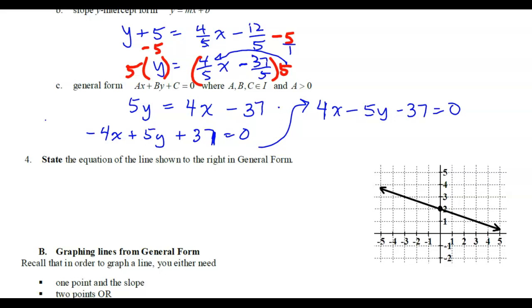Okay, so that was given a point and the slope. Now we're going to be given a graph. So everyone should be doing this.